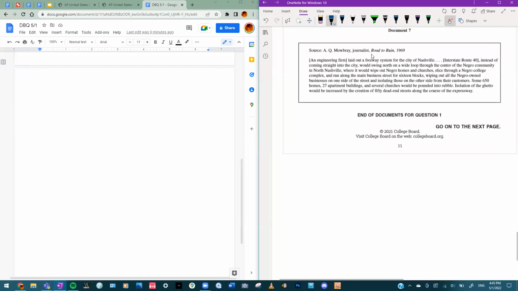Road to ruin. That doesn't sound so good. Let's see. An engineering firm laid out the freeway, Interstate 40. It would wipe out homes and churches. Ooh.